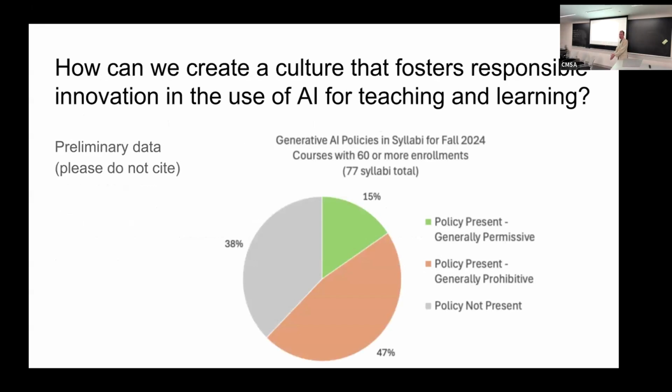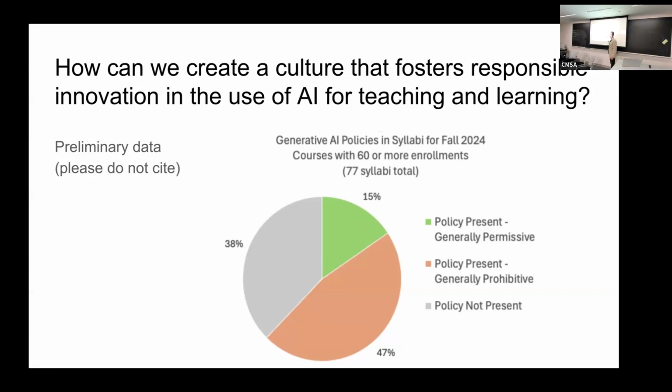So this takes me to the following question. How can we create a culture that fosters responsible innovation in the use of AI for teaching and learning? And again, this is very preliminary data, but looking at this fall, large-ish courses, more than a third don't have any policy about AI.